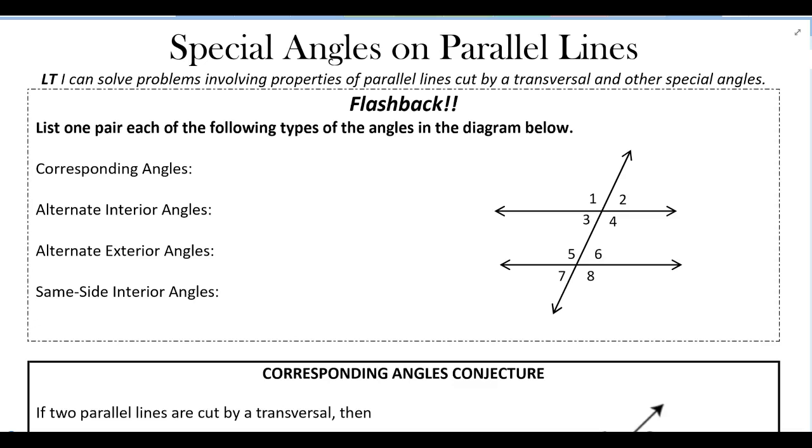Now we have two parallel lines cut by a transversal, where before we only had two lines. It could be any two lines cut by a transversal. So we've got the same types of angles being formed, but now since the lines are parallel, we have some special relationships between the angles.